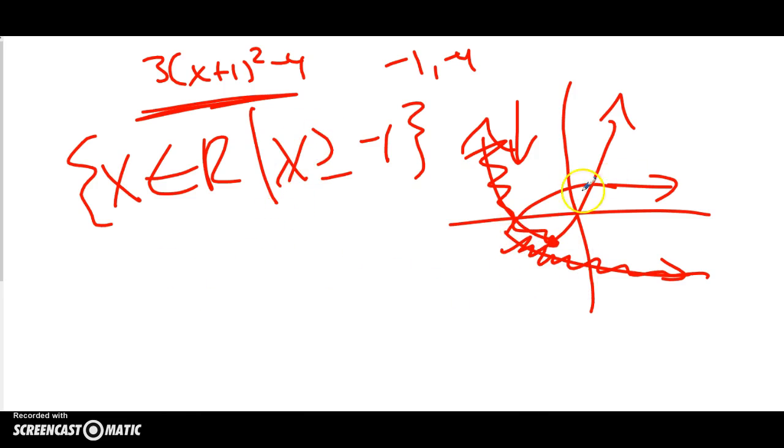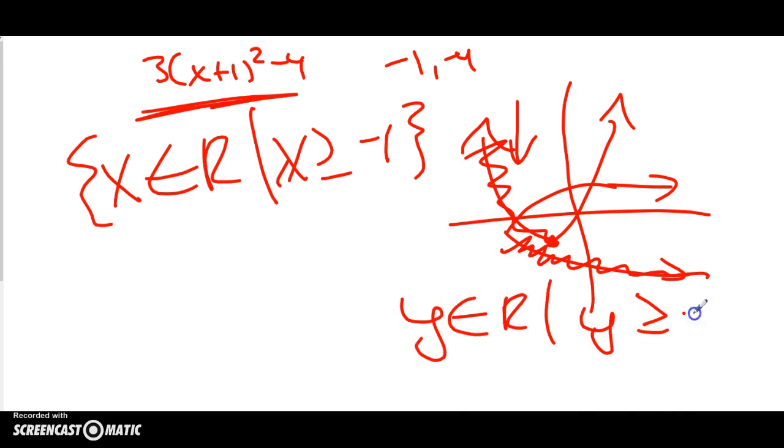And then when I look over here at the inverse, I'm going to have a range that includes only y values that are greater than or equal to -1, because the domain of the function is the range of the inverse and vice versa.